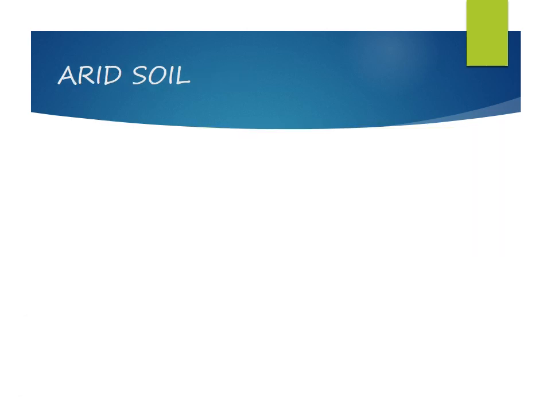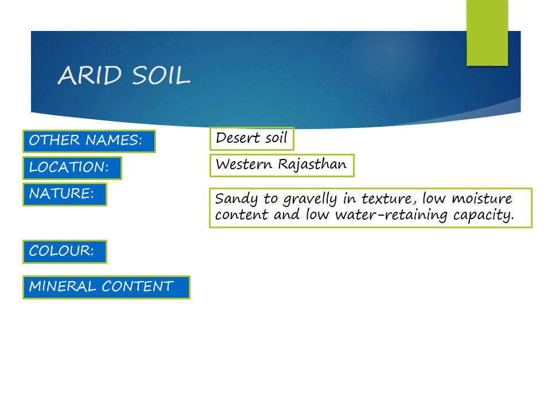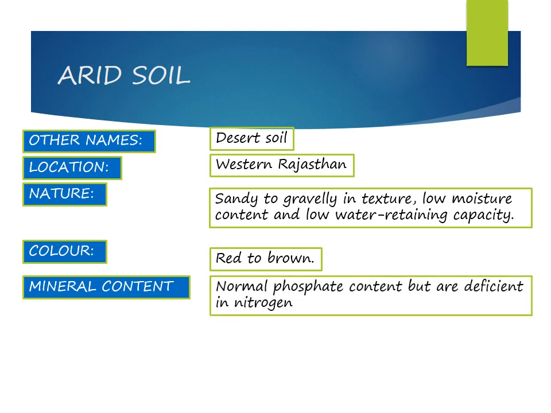Arid soil, also known as desert soil. It is located in western Rajasthan. It has a very high temperature there. There is more evaporation, so there is no moisture or humus. The soil is sandy to gravelly in texture. It has low moisture content and low water retaining capacity. It is red to brown in color. It has normal phosphate content, but it is deficient in nitrogen.